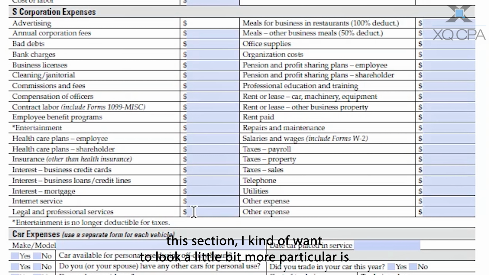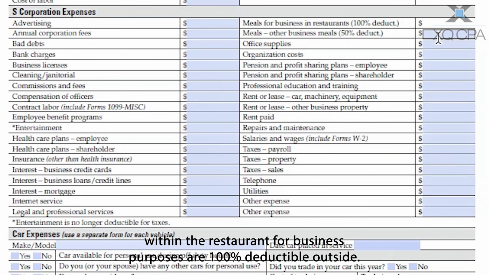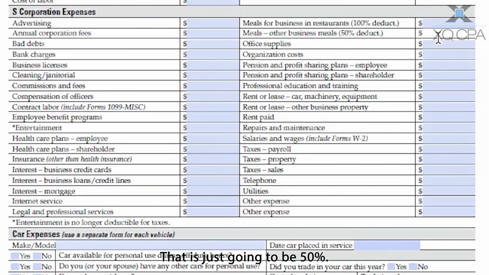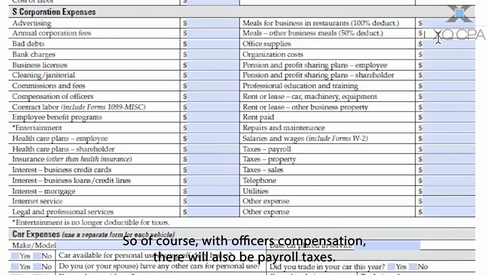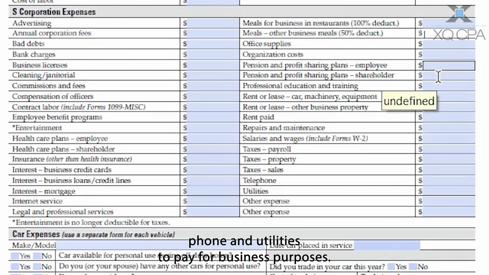The section that I kind of want to look a little bit more particular are the meals. So any meals that you purchase within the restaurant for business purposes are 100% deductible. Outside that, it is just going to be 50%. So you will notice those two boxes there. Of course, with officers' compensation, there will also be payroll taxes. And then of course, everyone does have a cell phone and utilities that they pay for business purposes.